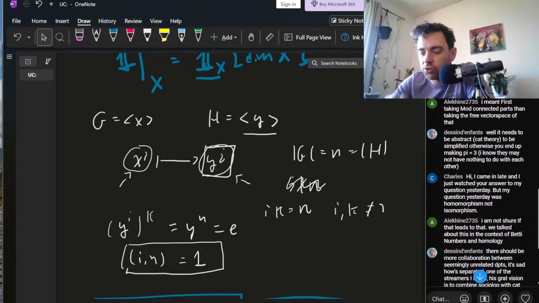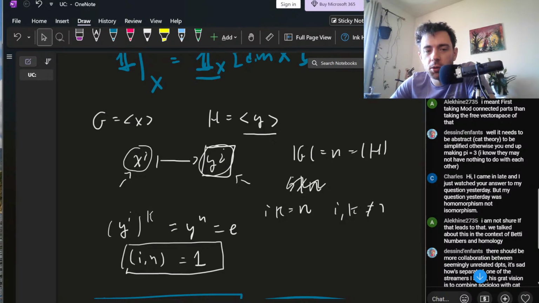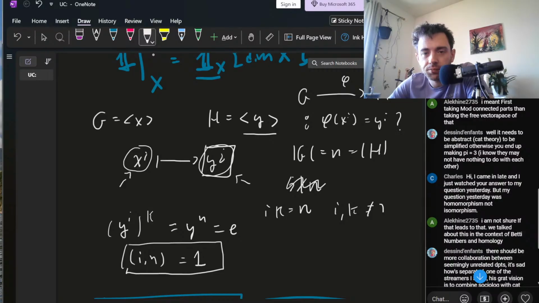But I guess the question is, if you just... Wait, so you want to find a homomorphism? Yeah, maybe I should ask a clarifying question. Is it that you want to find a homomorphism from G to H such that phi of xi is yi, and figure out for which y, for which i, this is possible?